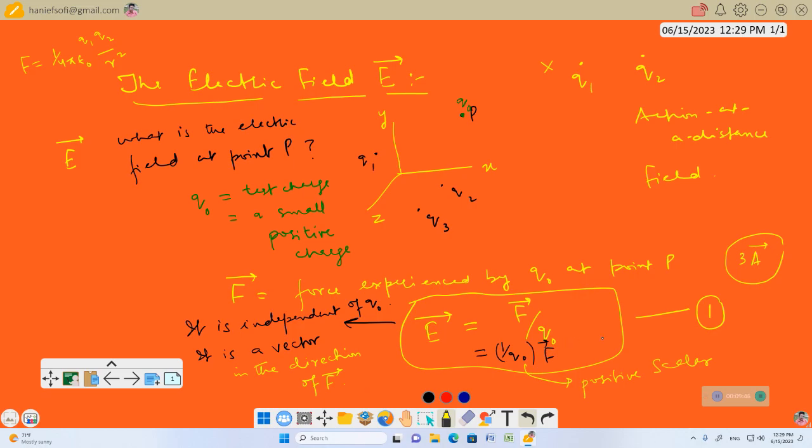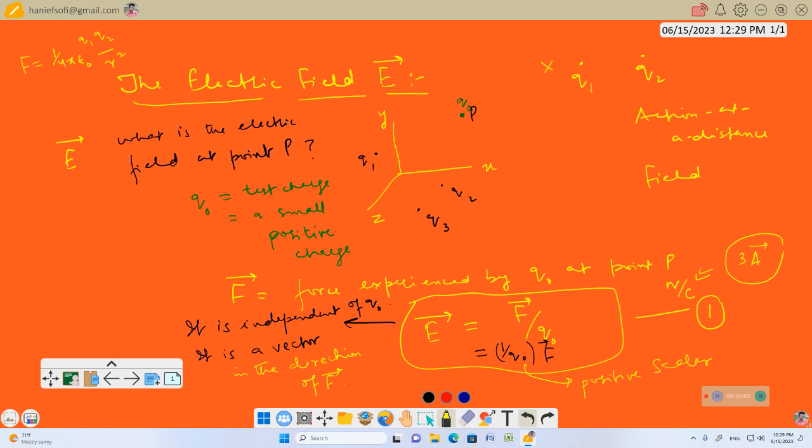What about its SI unit? Its SI unit will be Newton per Coulomb. Newton is the SI unit of F and Coulomb is the SI unit of charge. So Newton per Coulomb is the SI unit of electric field, right?